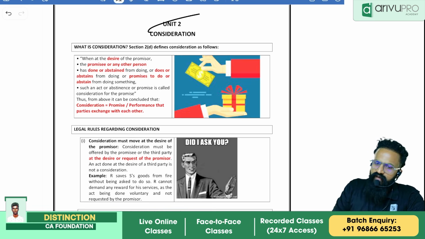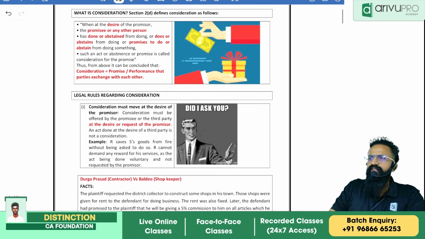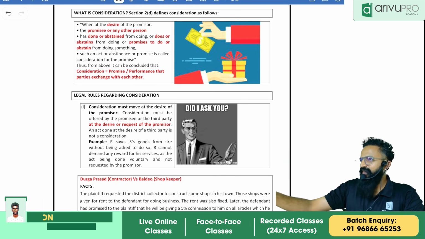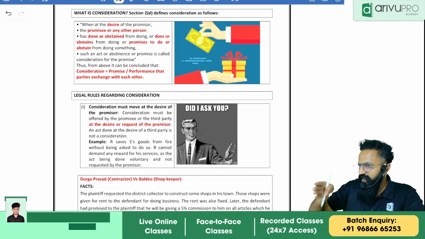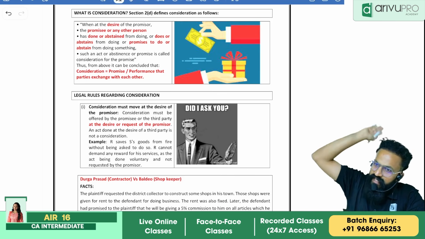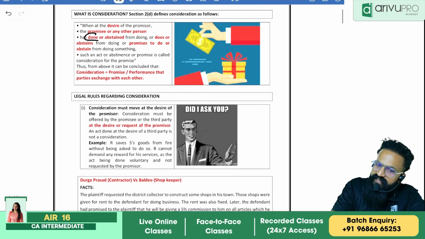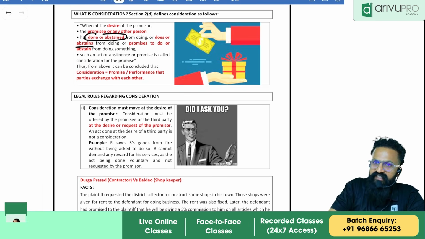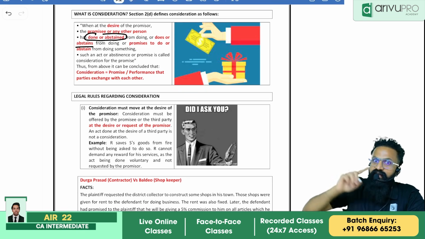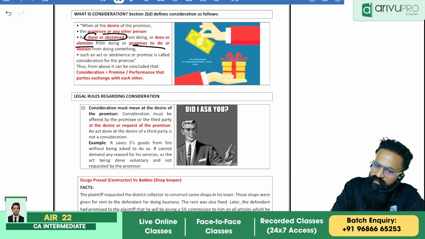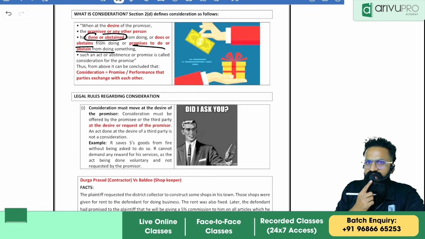First thing, you need to arrange this: does, done, promise and all. Remember 3 things. Put it in past, present, future. The first one is already done, so past: done or abstained. Present: does or abstains, going on. Whenever I use the word promise, that means reciprocal promises, so I am using it for the future: promises to do or abstain from doing something.